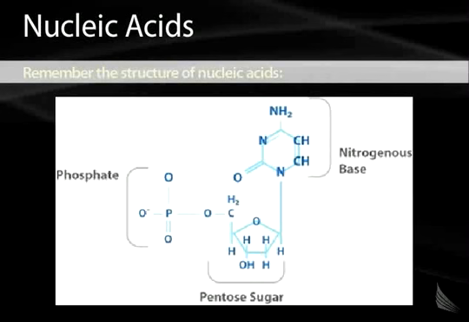Remember that nucleic acids have three parts to them. There's a phosphate group attached to a pentose sugar, which is attached to a nitrogenous base. And remember, it's the different types of nitrogenous bases which are added to the pentose sugar which determine the structure and function of the nucleic acids.